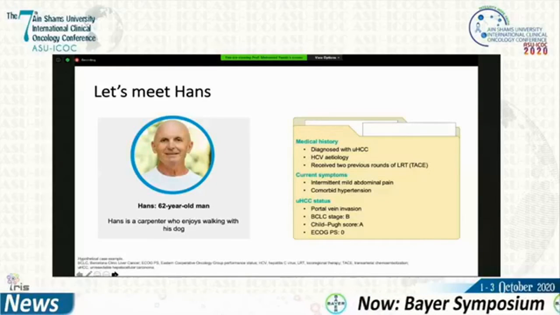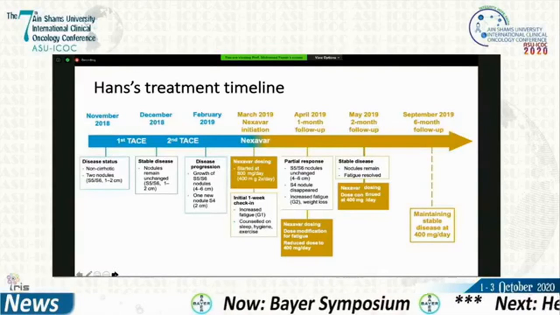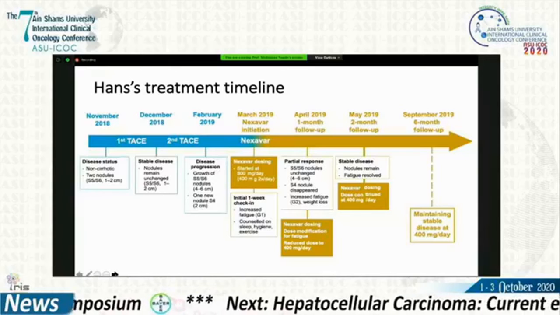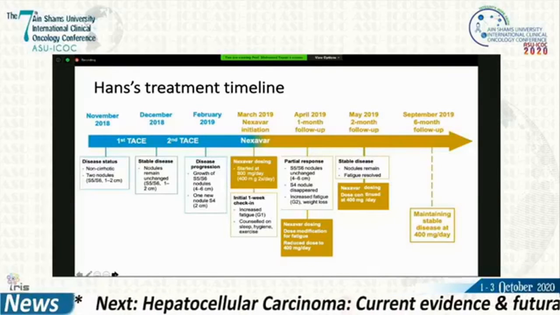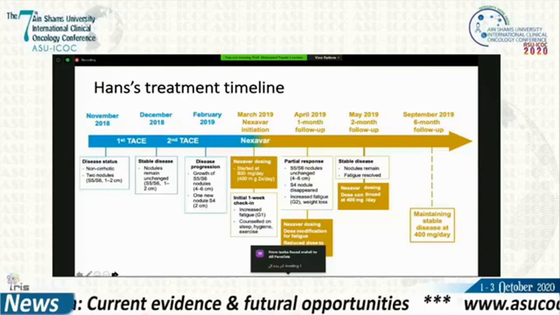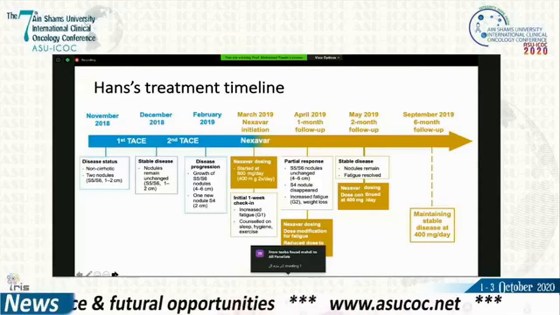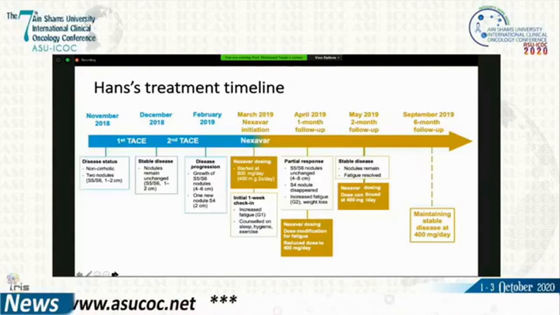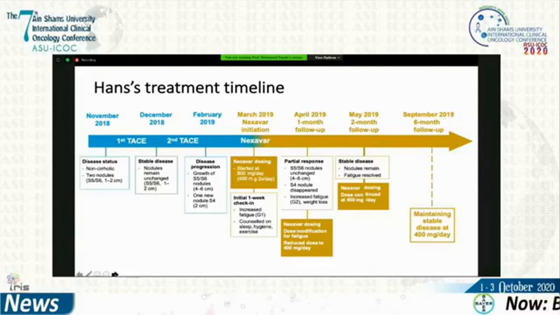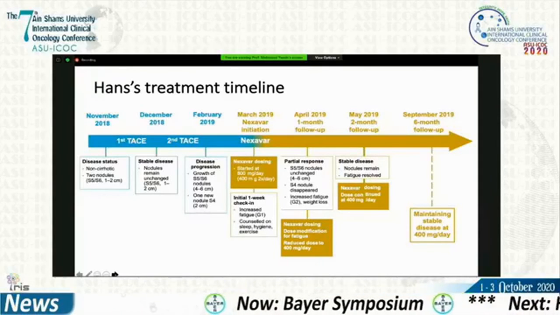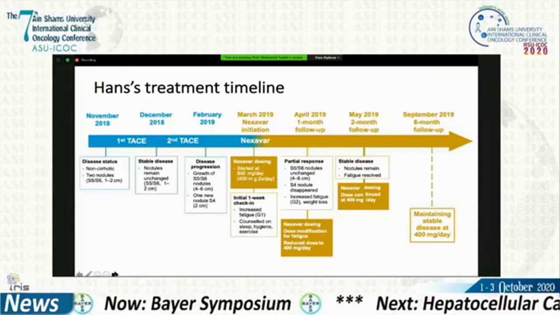ECOG performance 0. Hans's treatment timeline: he underwent first TACE from November to December, and then second TACE from December to February, with nodules remaining unchanged, stable in segments 5 and 6. Then in March 2019, there was a progression of the nodules and one new nodule in segment 4, and he started Nexavar at the standard dose of 400 milligrams twice daily.